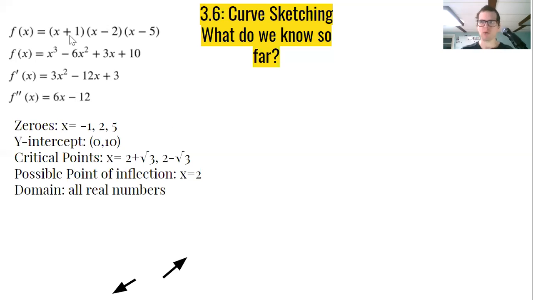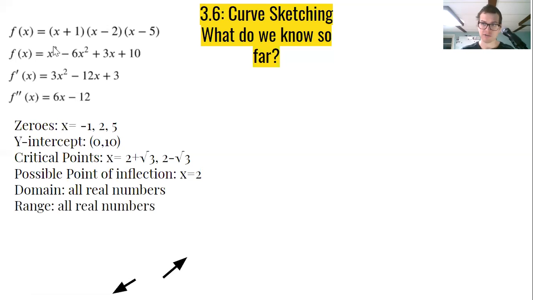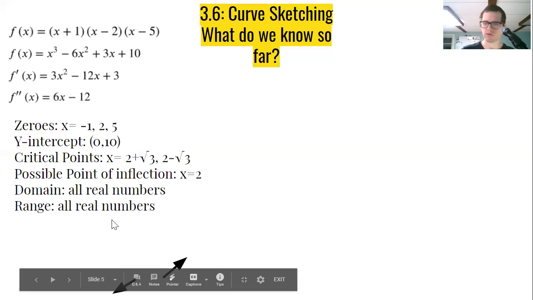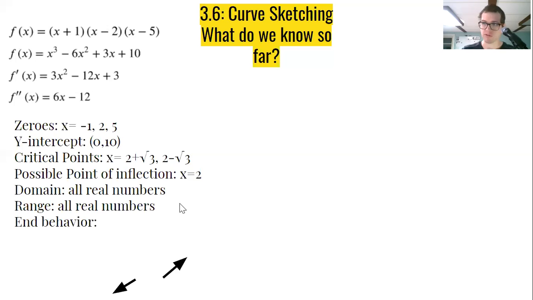The domain, it's a polynomial, so it's all real numbers. The range, since it's an odd function, by looking at the highest degree, the range is going to be all real numbers too. So those are both things that we should mention and be thinking about when you sketch. What's the end behavior look like?